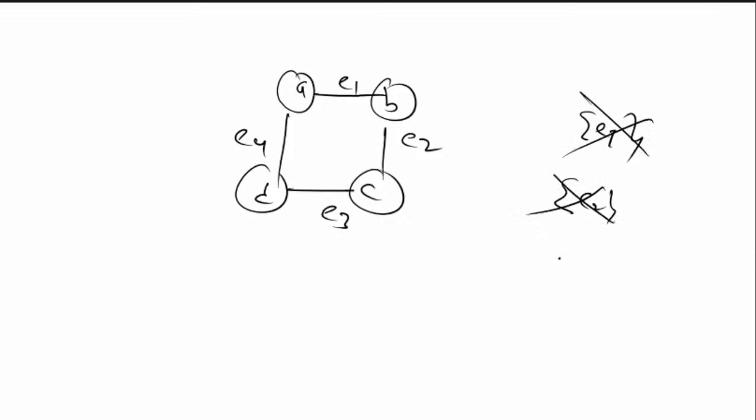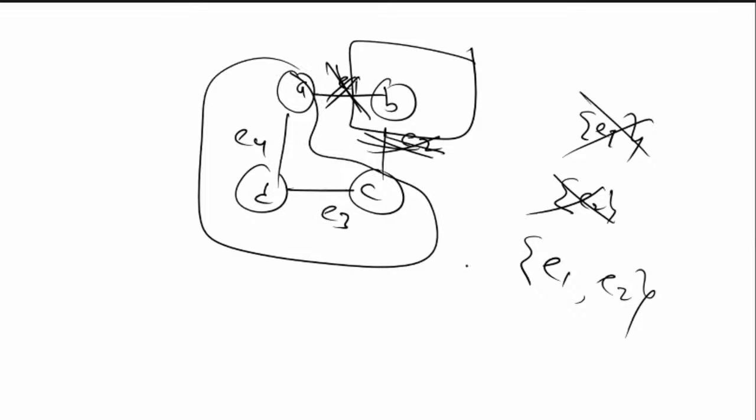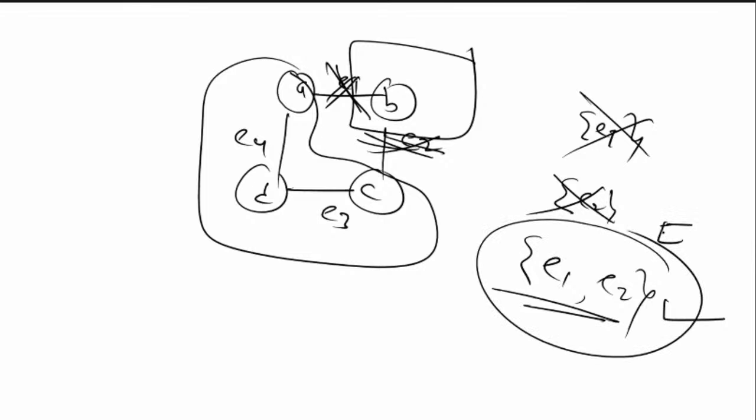So the minimum edge cut will be more than one. So what you can do, maybe you can remove E1 comma E2. If you remove E1 comma E2, now what will happen? Now you can see this will be one component and this will be another component. So the number of components will increase. So this is your edge cut, EC. And so you can say that the size of the minimum edge cut will be 2.